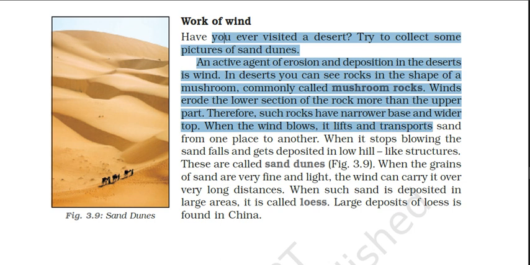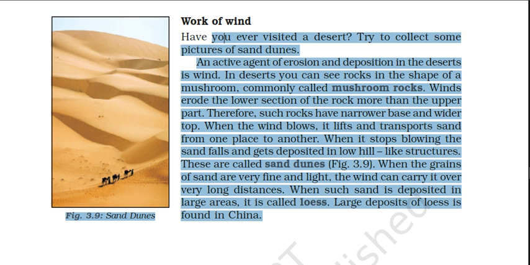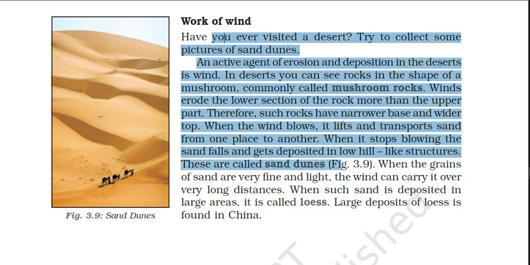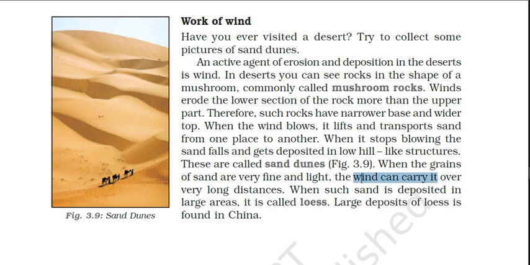When the wind blows, it lifts and transports sand from one place to another. When it stops blowing, the sand falls and gets deposited in low hill-like structures. These are called sand dunes. When the grains of sand are very fine and light, the wind can carry them over very long distances. When such sand is deposited in large areas, it is called loess.